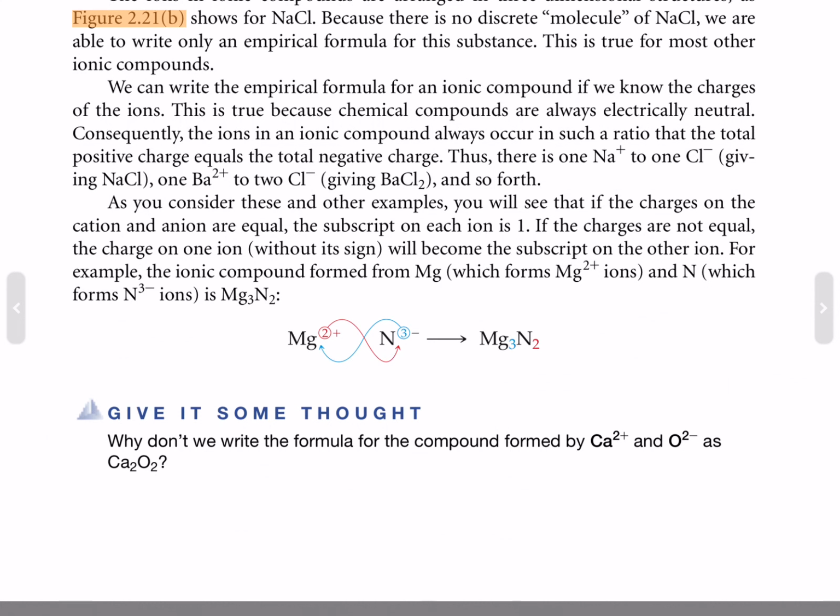As you consider these and other examples, you will see that if the charges on the cation and anion are equal, the subscript on each ion is 1. If the charges are not equal, the charge on the ion without a sign will become the subscript of the other ion. For example, the ionic compound formed from magnesium, which forms positive 2 ions, and nitrogen, which forms negative 3 ions, is Mg3N2.